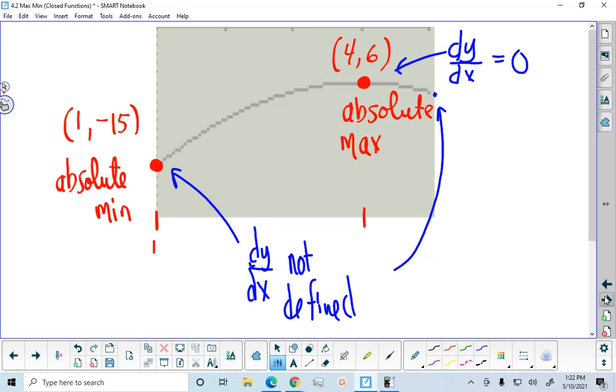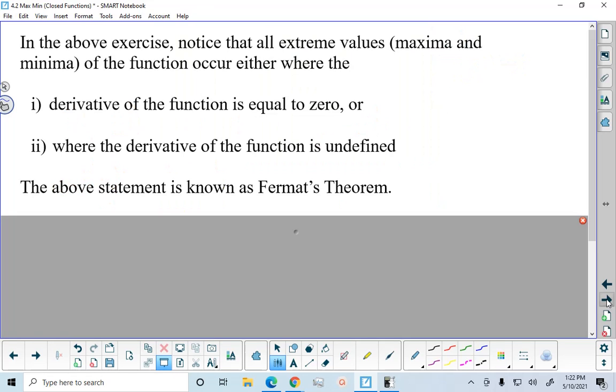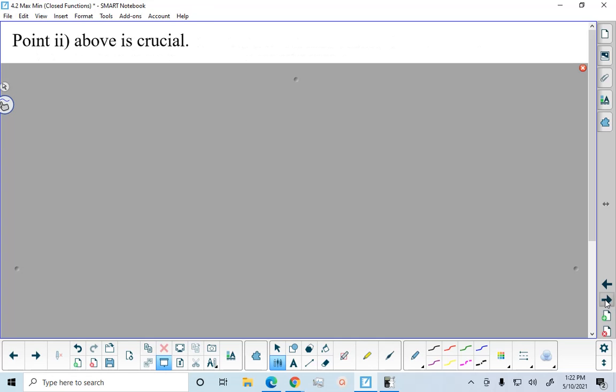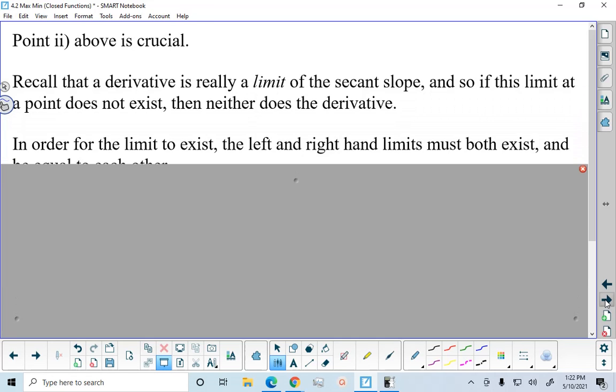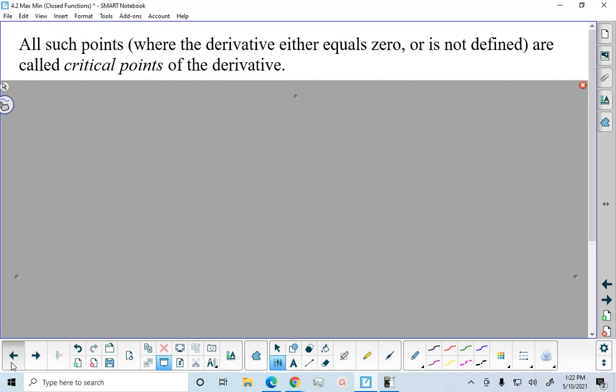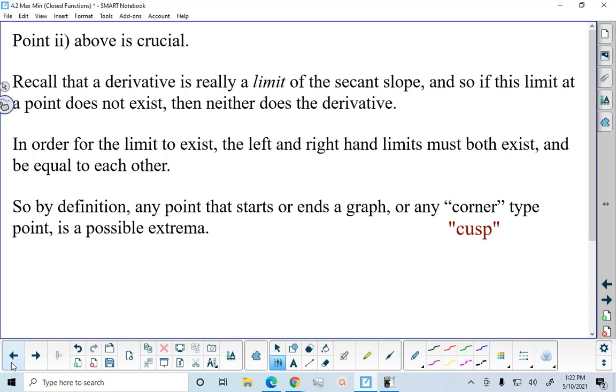So getting back to our notes now, this is the point that I'm making. You might run across this in your textbook, and in post-secondary next year we have a special name for this. It's called Fermat's theorem. There's something else I want to talk about, though, before we get to a couple of examples. That corner point, point B on our graph at the top of this lesson, is sometimes referred to as a cusp. So keep your eyes peeled for that.